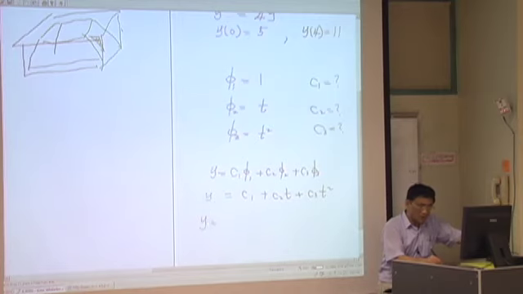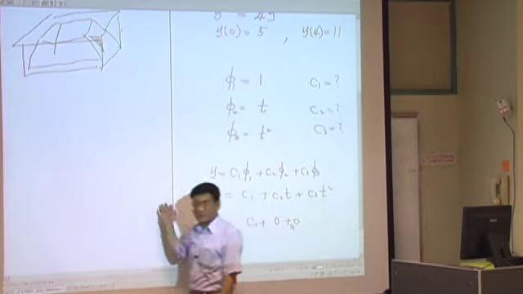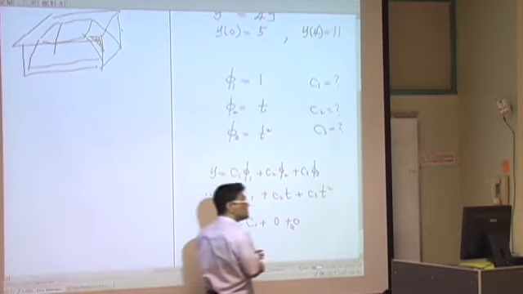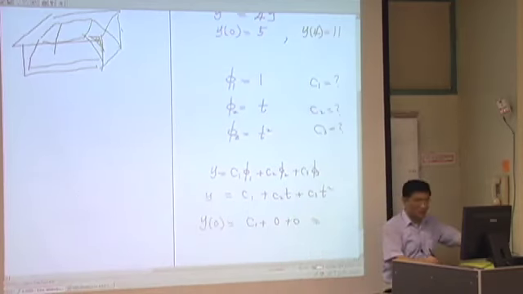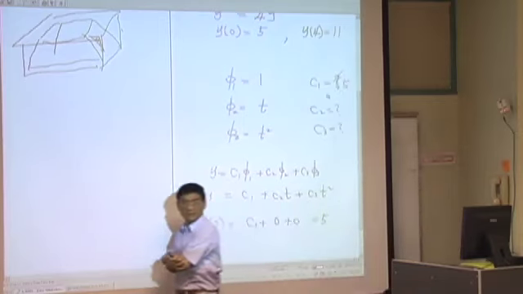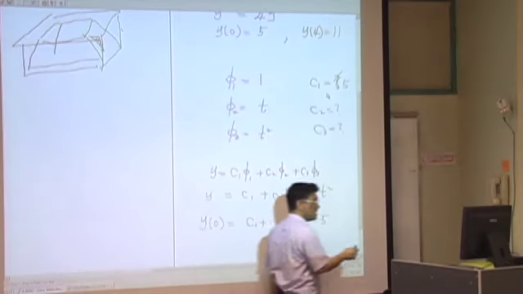What is y of 0? Y of 0 is what? C1 plus 0 plus 0. Right? And given by the problem is the boundary value. What is y of 0 by this problem? 5, right? Oh, we are lucky. We could determine C1. Then there are 2 unknowns, C2 and C3. So let's determine C3 and C2.